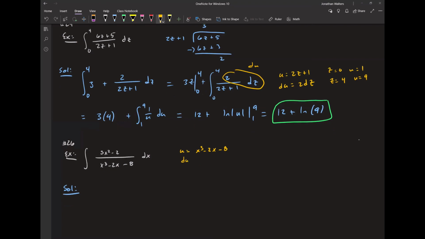du equals 3x squared minus 2 dx. So du goes right here. I get the integral of 1 over u du. Oh snap, this is so easy. Plus c. This is a natural log of x cubed minus 2x minus 8.